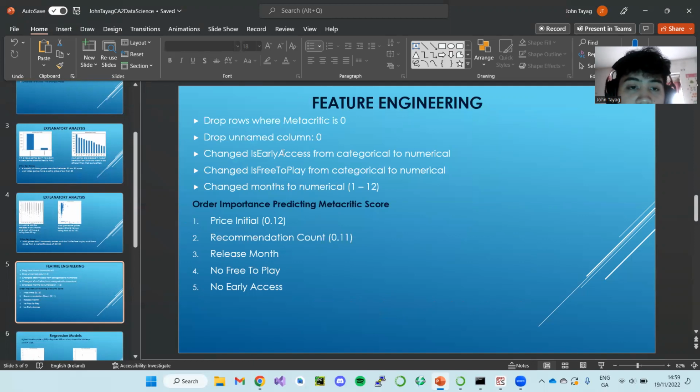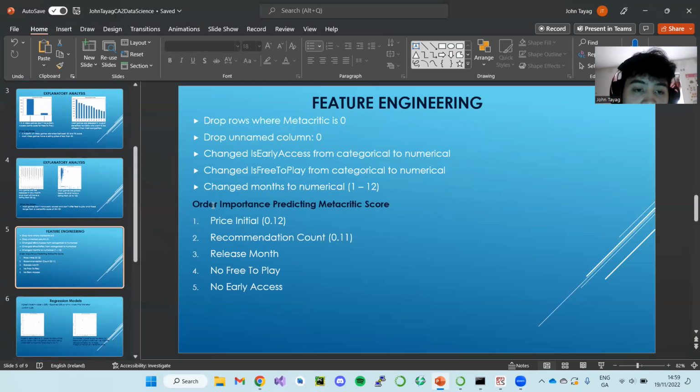For feature engineering, I've dropped rows where the Metacritic score is 0. I've dropped the unnamed column 0. I've changed is early access from categorical to numerical. I've changed is free to play from categorical to numerical. And I've changed the months to numerical 1 to 12 rather than the string.